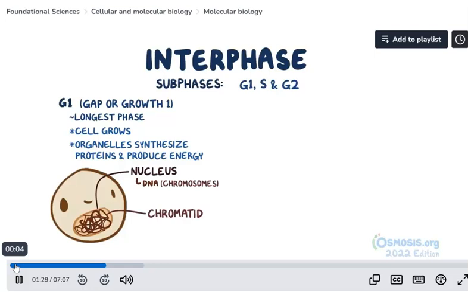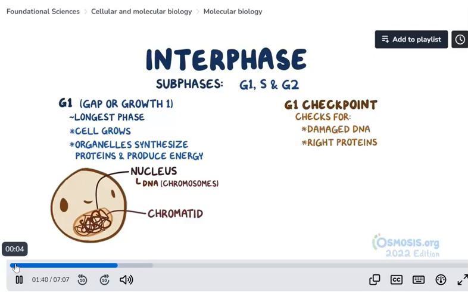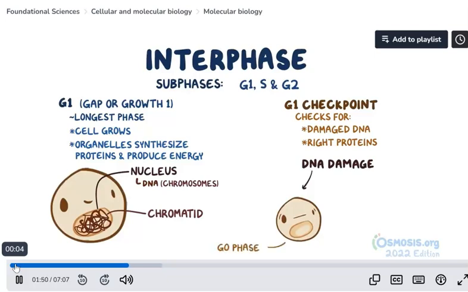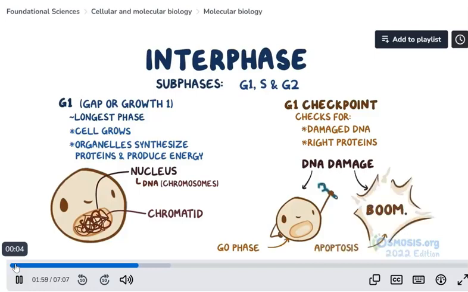At the end of G1, there's a cell cycle control point, called the G1 checkpoint, where the cell checks to see if the DNA is not damaged and it synthesized the right proteins in the correct amount. If it turns out that there is any reason for the cell not to divide, like having DNA damage, things can go one of two ways. The cell can either enter a non-dividing state, called the G0 phase, where the DNA repair mechanisms try to fix the problem, or the cell can self-destruct in a process called apoptosis.